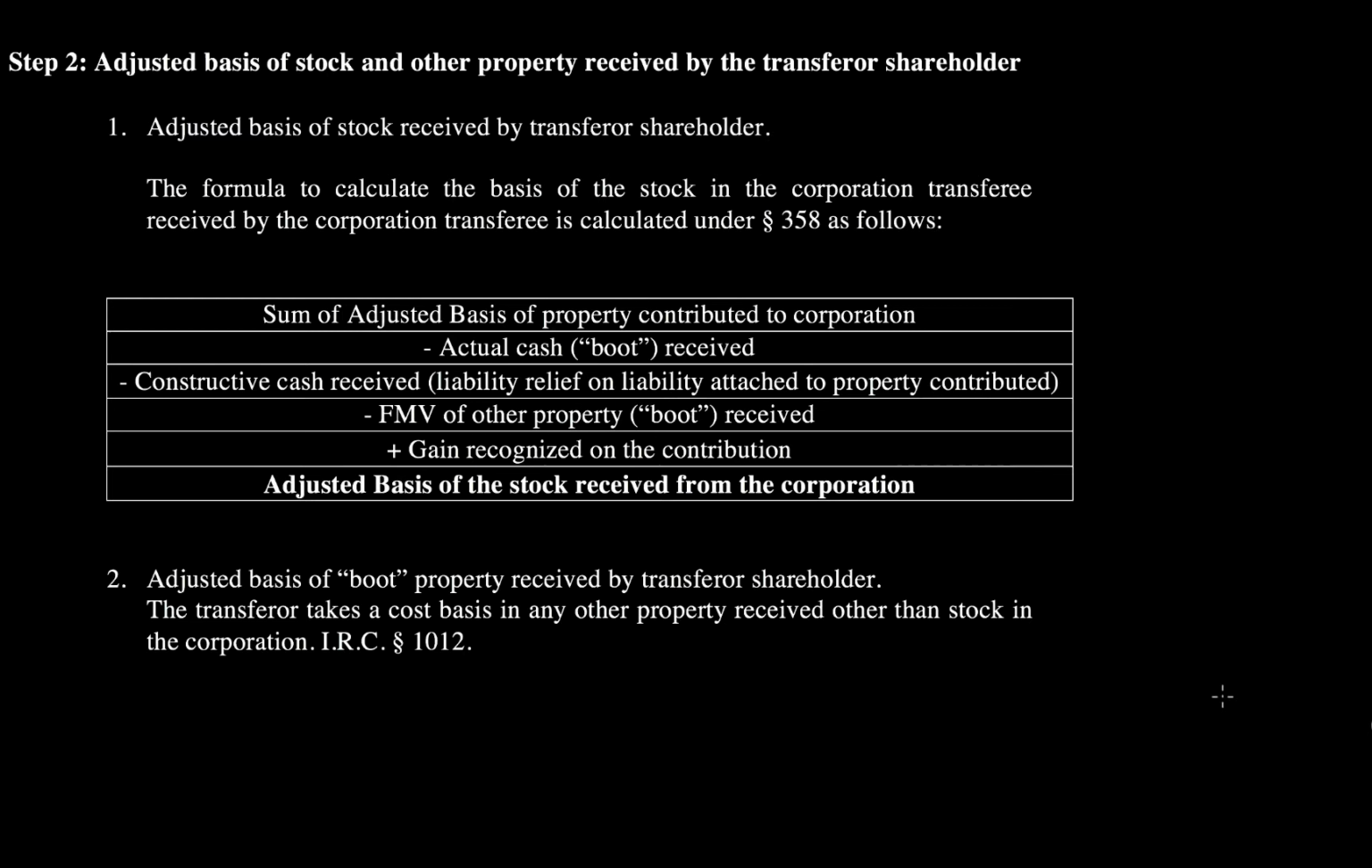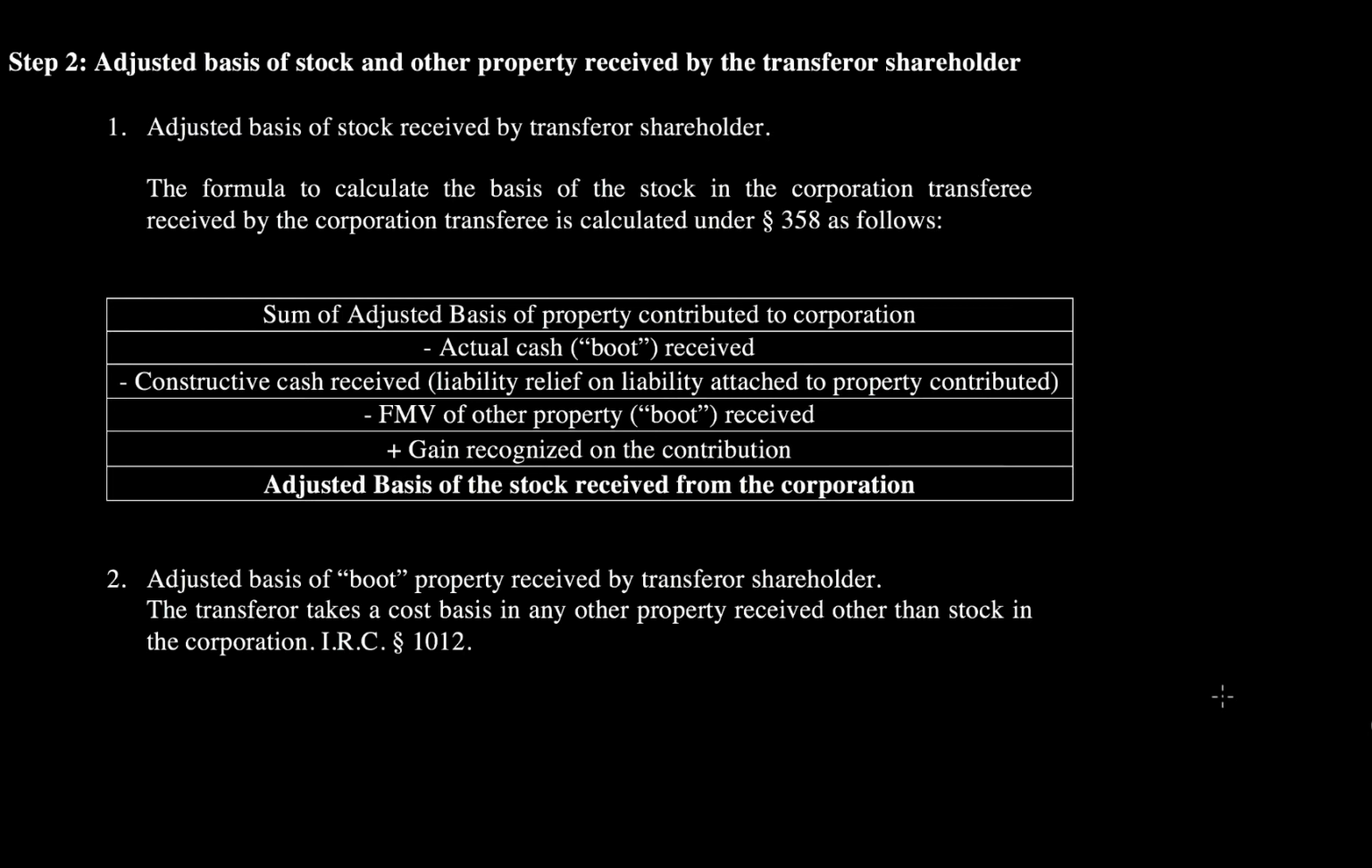In the previous videos, we considered the first step, gain or loss recognized, if any, by the transferor shareholder. This is the special non-recognition rule, which is provided in section 351A and 351B. If we meet non-recognition under either test, the next step, which is the purpose of this video in step 2, is to consider the adjusted basis of the stock received by the transferor shareholder. Section 358 determines those consequences.